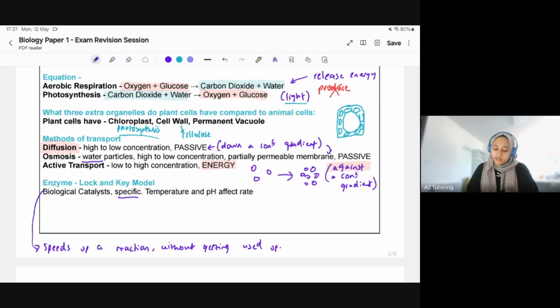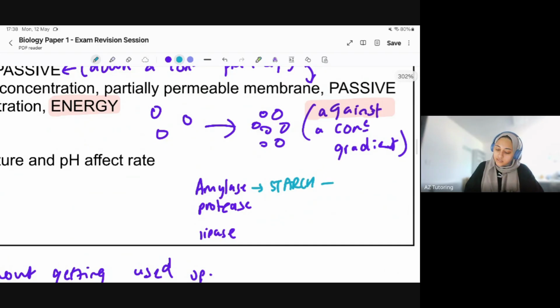And it's specific. So certain enzymes will break down certain food molecules. There's 3 that you need to know about: amylase, protease, and lipase. Sometimes you might see amylase called carbohydrase. You can write amylase or carbohydrase in the exam, you'll get the same mark, they're the same thing. Amylase breaks down starch, and it breaks down starch into glucose. Again, you could say carbohydrase as well instead of amylase. So that breaks it down into glucose.